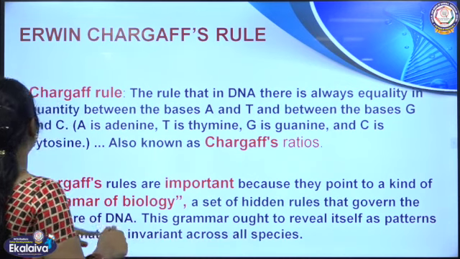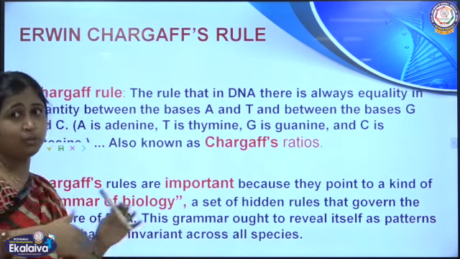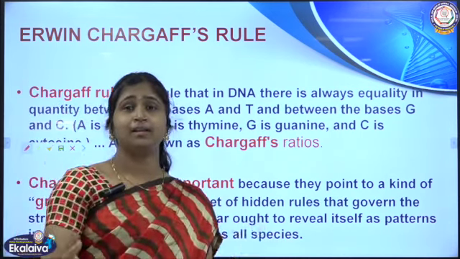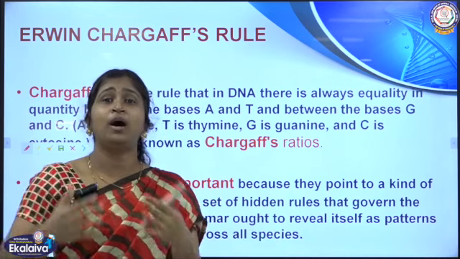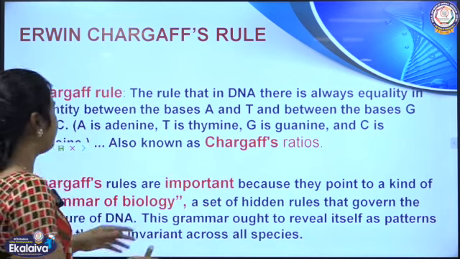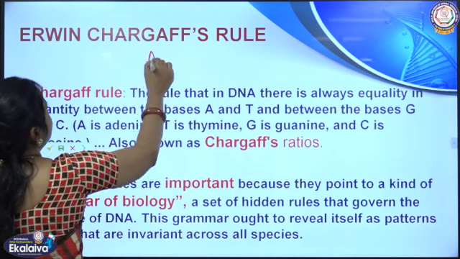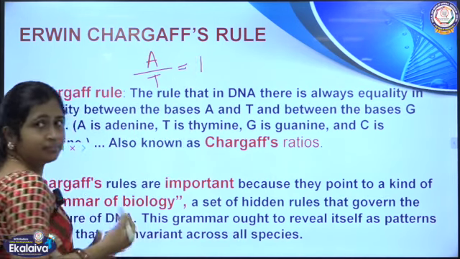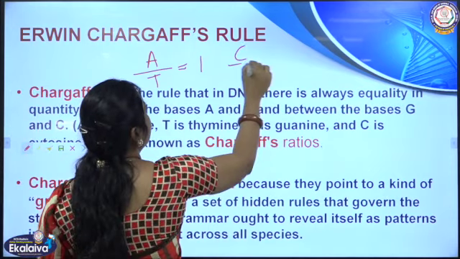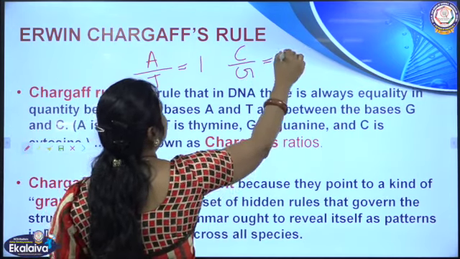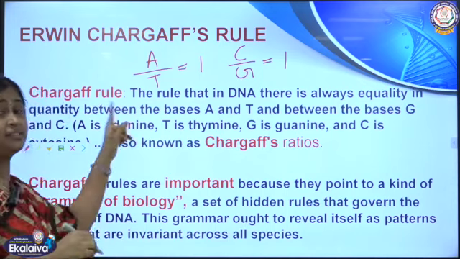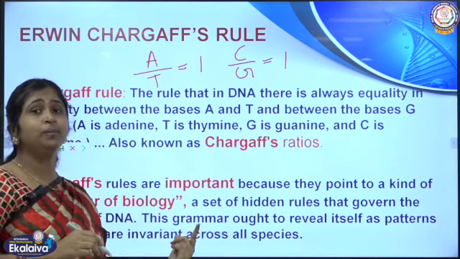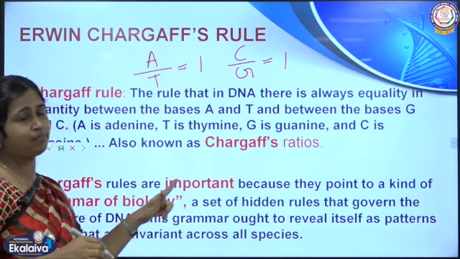Adenine, guanine, cytosine, thymine. Okay, we are going to use the same word like a mantra. Adenine, guanine, cytosine, thymine. How are they going to be arranged? Okay, so A by T is equal to 1, and C by G is equal to 1. This is a very important thing, like a numerical based question we are going to get from this part.